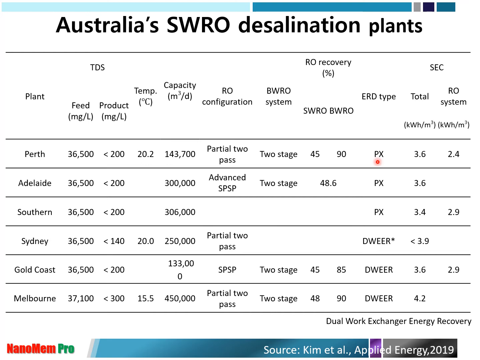They try to recover almost 90% of the energy, and the total specific energy consumption is 3.6 to 4.2 kilowatt hours per cubic meter. The RO system alone consumes 2.4 to 2.9 kilowatt hours per cubic meter. So why is the RO a little bit different? Because of water quality issues and different pretreatment, they have different energy consumption.